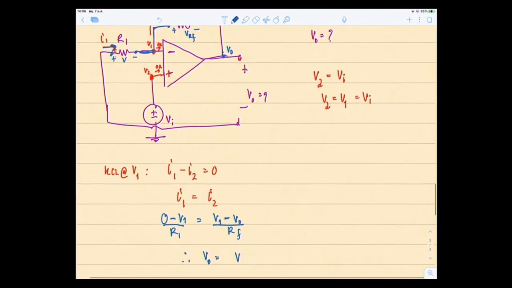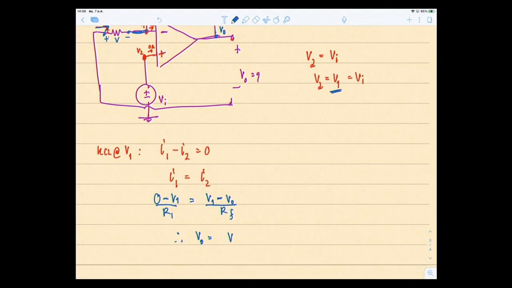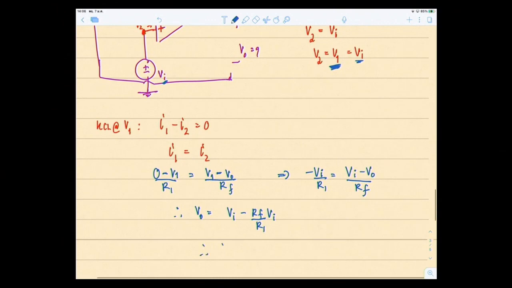V1. Oh, but also, wait a minute, V1 is equal to VI, the V input right here. So this is nothing but minus V in over R1 equal to V in minus V out over RF. So V out is equal to V input minus RF over R1 V input, or to write it nicely, V out is 1 plus RF over R1.